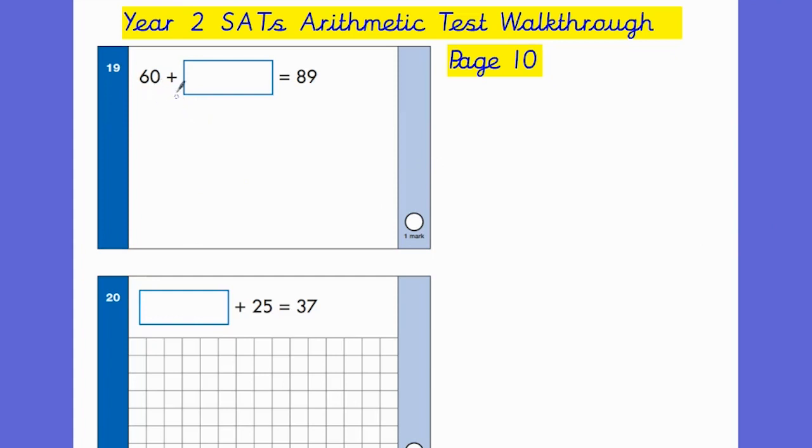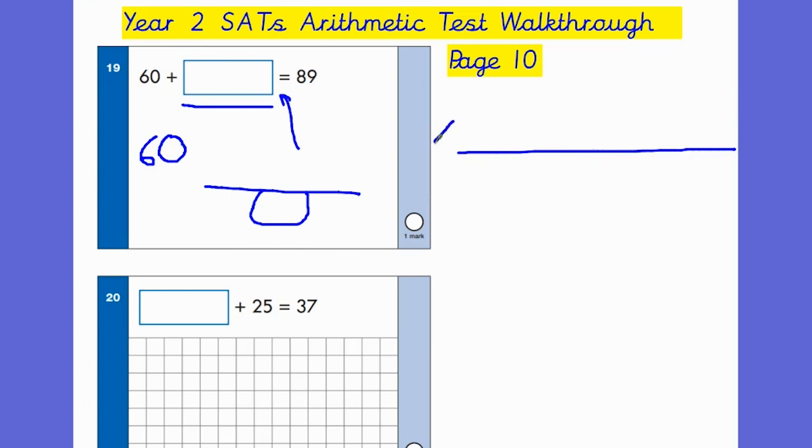Now here we've got 60 add something equals 89. So they've tried to confuse the children here by putting the box in the middle of the sum and not at the end. Now, once again, I teach the children that symbol there, the equal sign, is like a weighing scale. Whatever is on this side has to equal this side. So if I've got 89 on this side, I need to add something to 60 to get to 89.